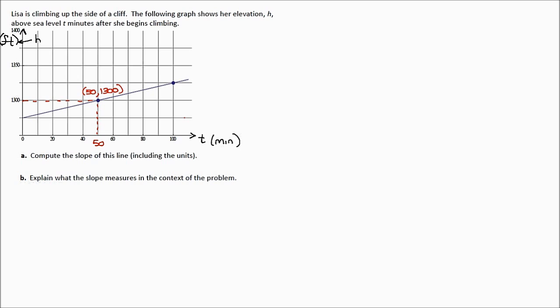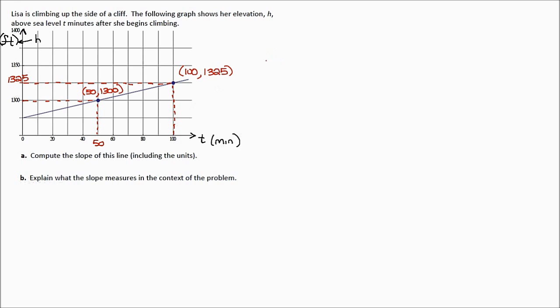The second point that's kind of highlighted here is at an input of 100, and remember those inputs represent the number of minutes. So at 100 minutes, let's see what the output for that input is. Well, looks to be halfway between 1,300 and 1,350, which I'm going to guess is 1,325. It's actually a really good guess, right? That's halfway in between. So this is 1,325.